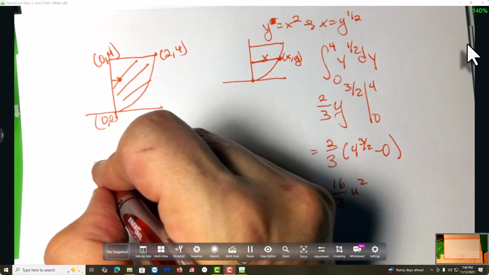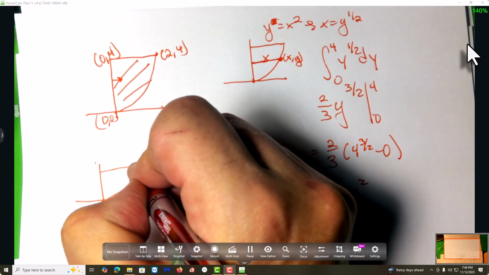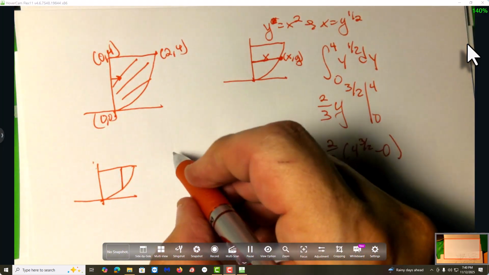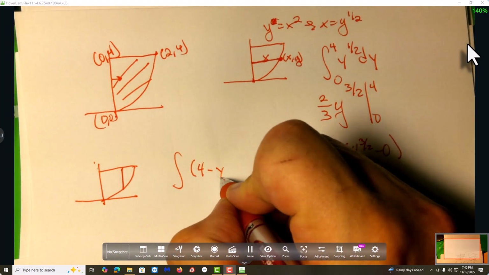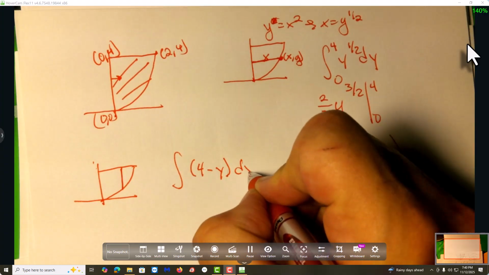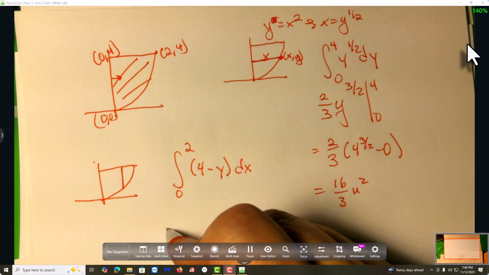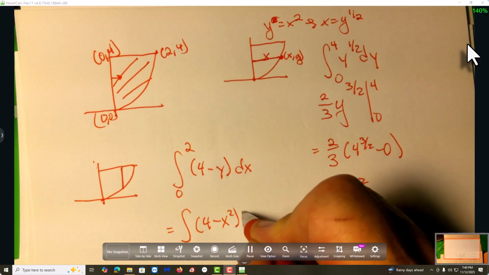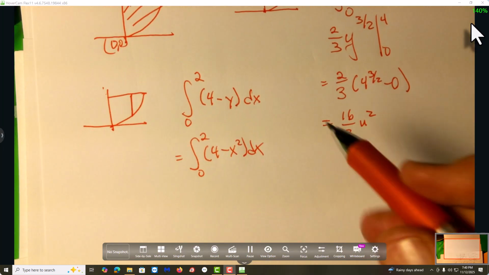Now, the other way I could have done this problem is I could have cut vertically. And if I do, my little rectangle looks like that. My top function is 4, and my bottom function is y, because I'm cutting vertically in x, and x goes from 0 to 2. But what is y? y is x squared. Now this one's not so bad, but it's not as easy as that one.